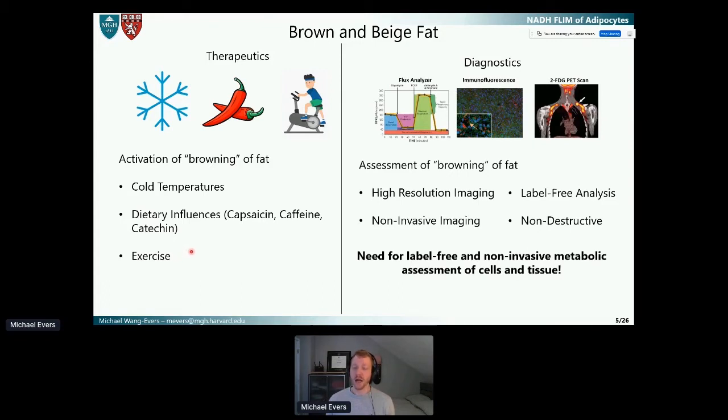And I want to focus on the diagnostic part to really see, okay, on a cellular level, what is happening in the cell? How can we see maybe a transformation of white into beige or brown fat cells, or is that even possible? And therefore, we wanted to have a high-resolution imaging platform that's ideally label-free, non-invasive, and non-destructive. And when I started my research in this field, there was not a lot that could do that.